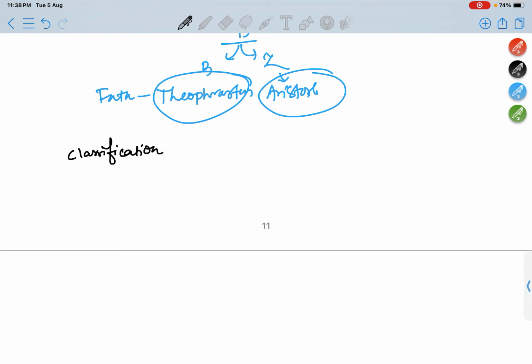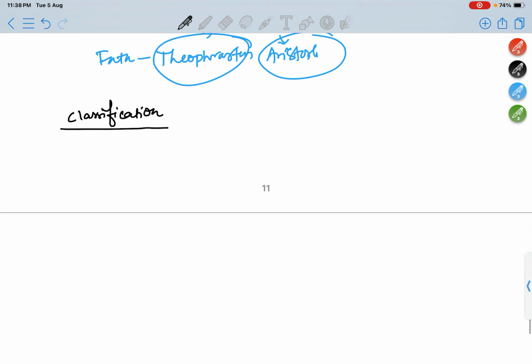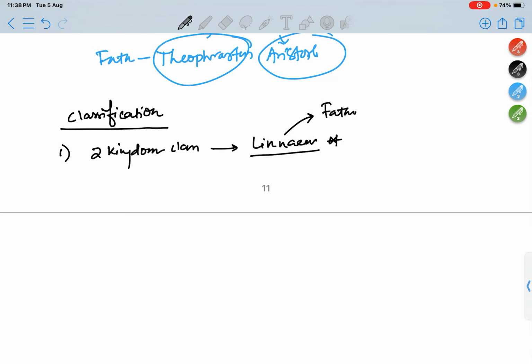Now, classification. Number one classification is the two kingdom classification given by Linnaeus. So this is important. In the exam, this will be asked. And Linnaeus is also known as the father of taxonomy. Okay. So this is also a question.